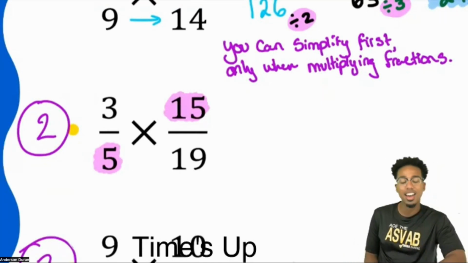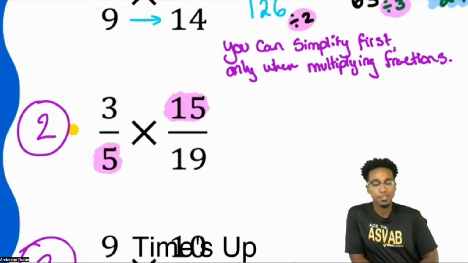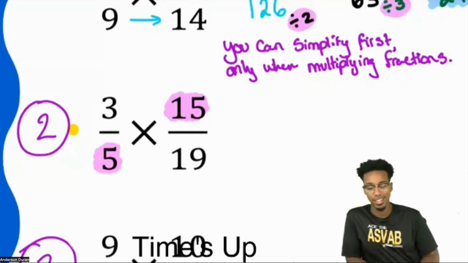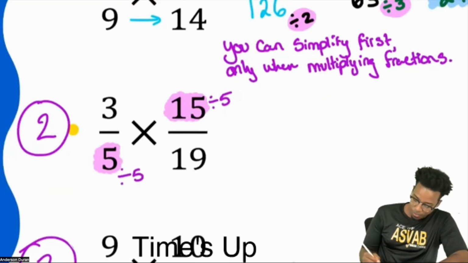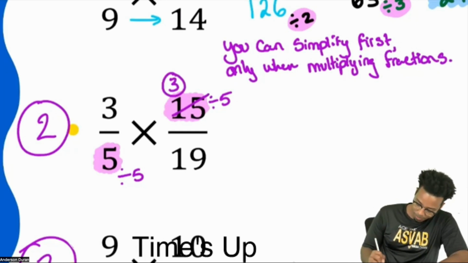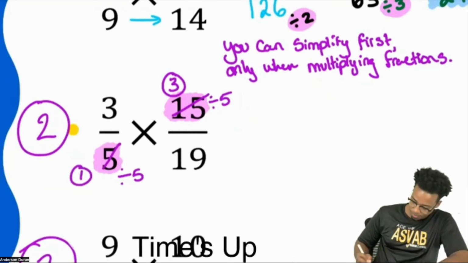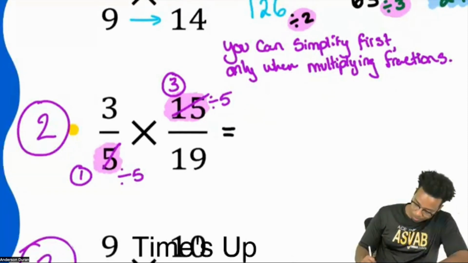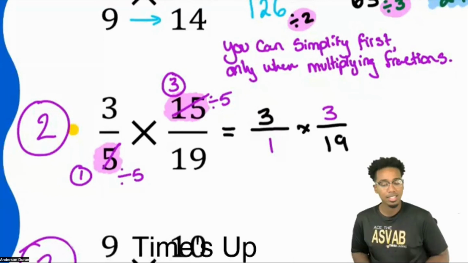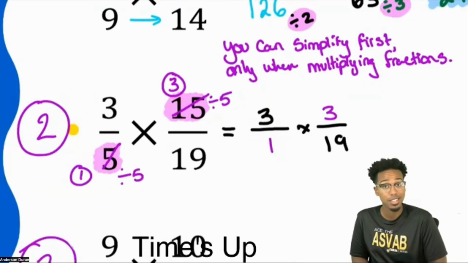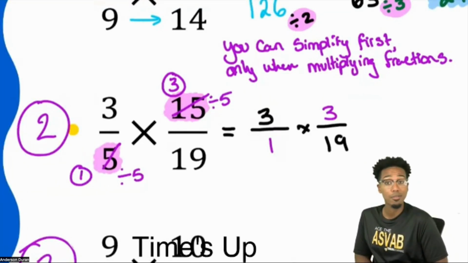Everybody, 15 and 5 are both divisible by what? 15 and 5 are both divisible by 5. So I'll divide that by 5, divide that by 5. And so 15 divided by 5, that's going to be 3. 5 divided by 5 is 1. So this reduces the problem to 3 over 1 times 3 over 19. Is anybody here glad that they didn't have to multiply 5 by 19? You don't have to multiply 5 by 19 anymore.